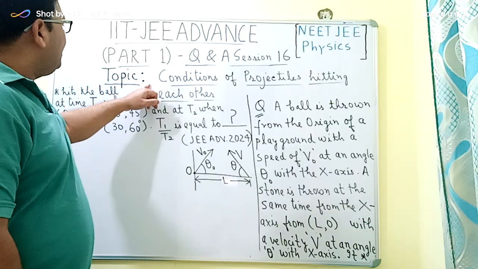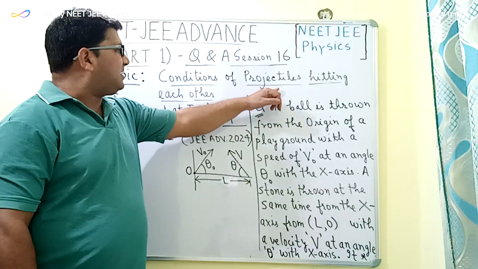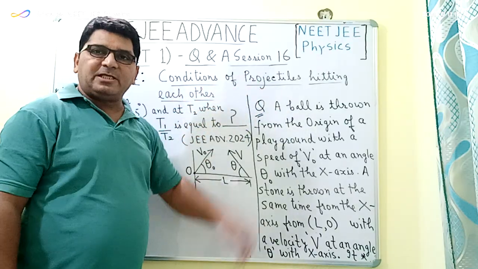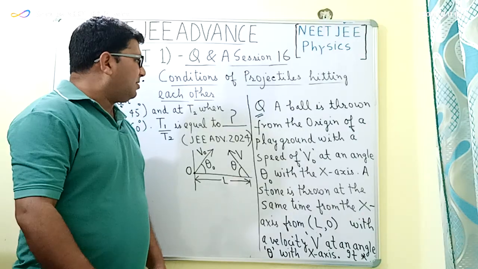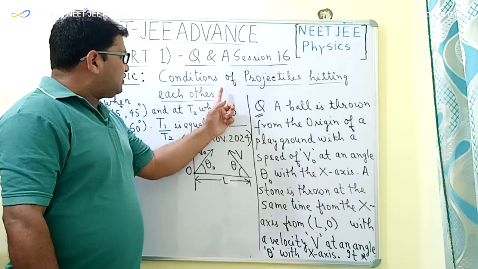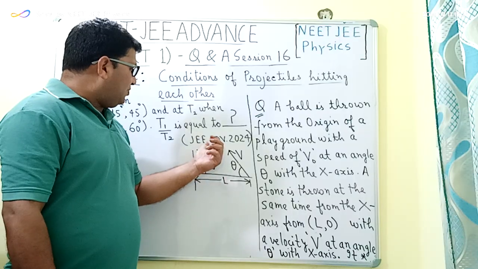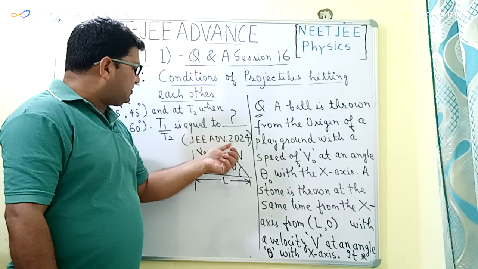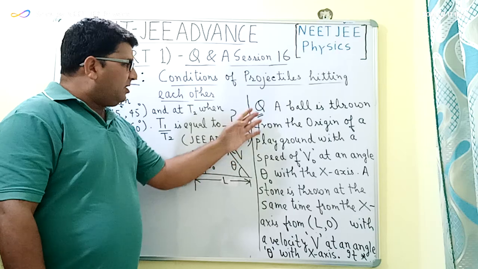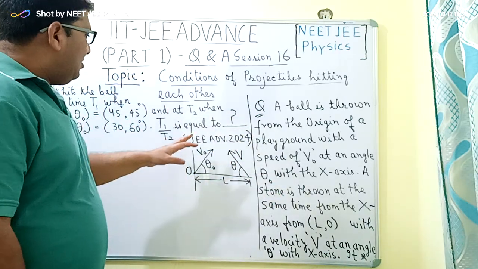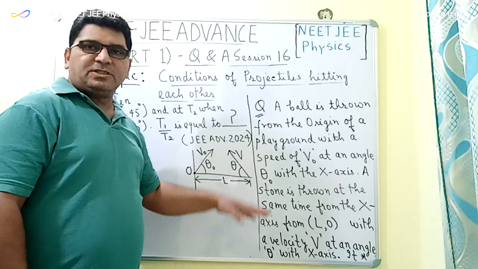The topic is the conditions of projectiles hitting each other when thrown simultaneously from two different locations. Based on this topic, I have selected one question for this session, which was asked in the JEE Advanced exam in the year 2024. Here, the language of the question is modified, and the content of this question is the same.